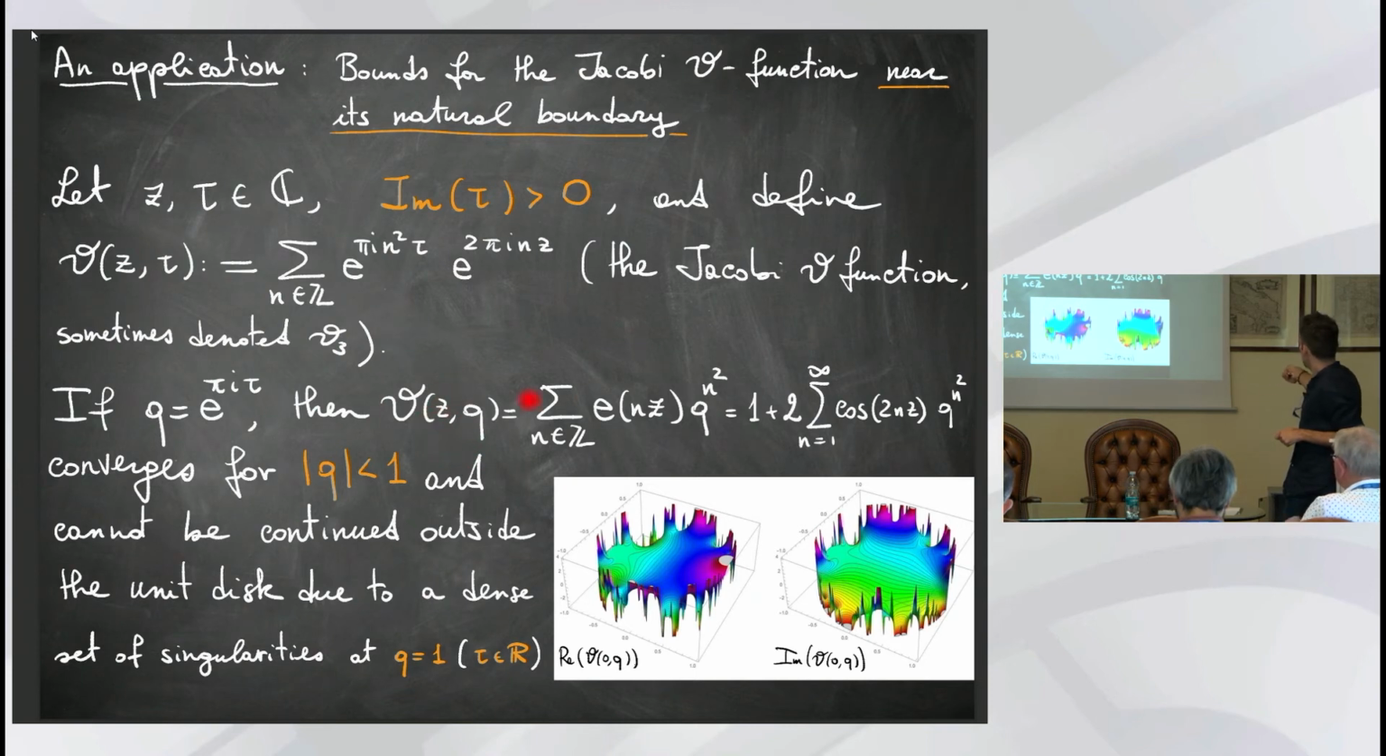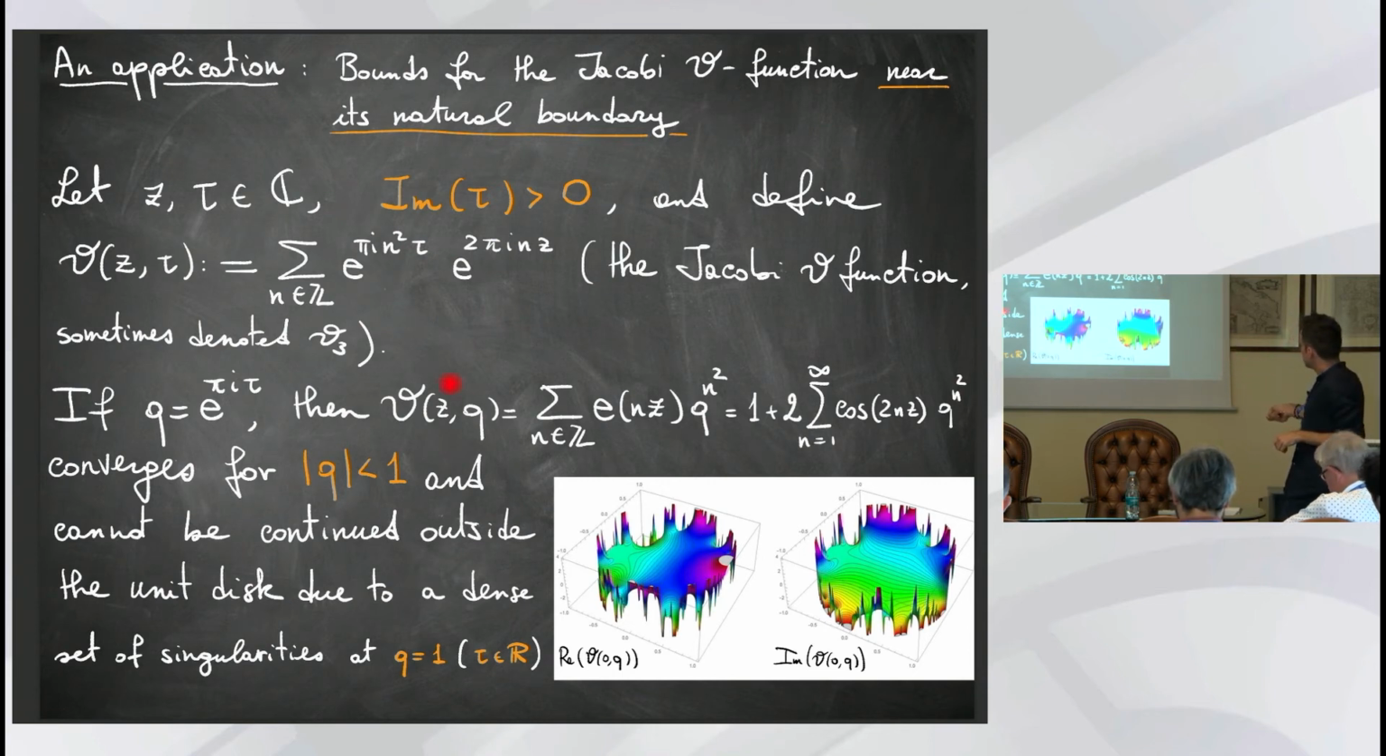This is a more classical way of writing this expression. And you can see that this function converges only for q of modulus strictly less than 1, which corresponds exactly to the imaginary part of tau strictly bigger than 0. And I will stick to this setup because I will work in the upper half plane.